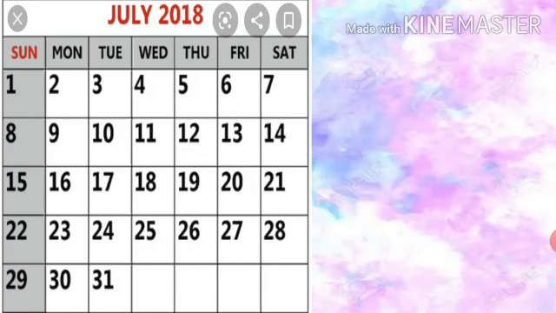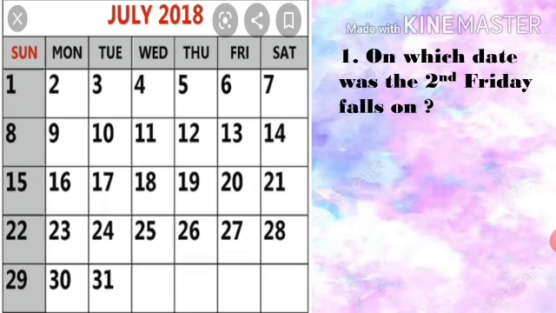I hope it's clear. Now let us read the calendar. Now a few questions will be given. You want to find out the date from the calendar. Look at the first question.